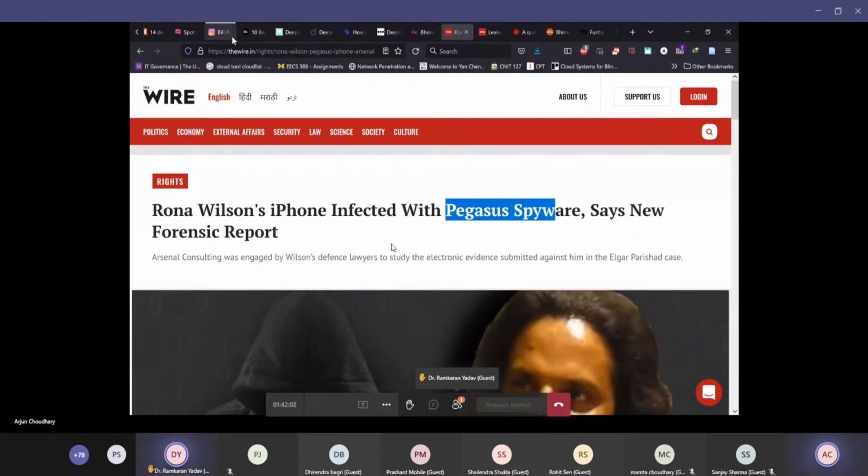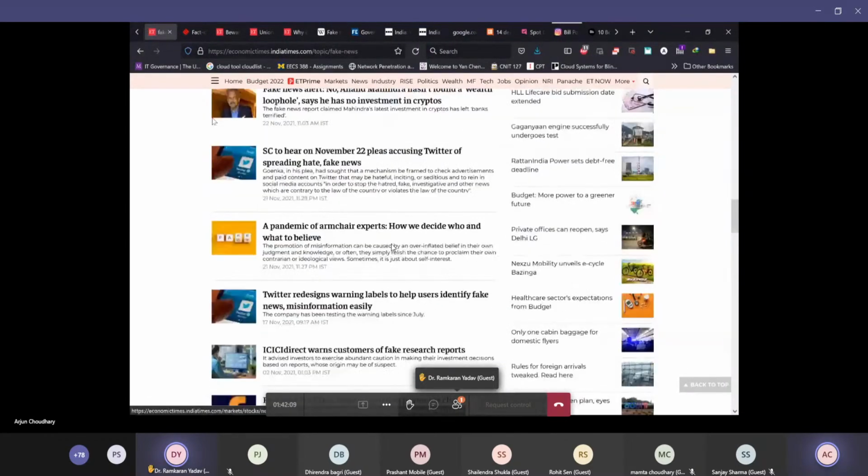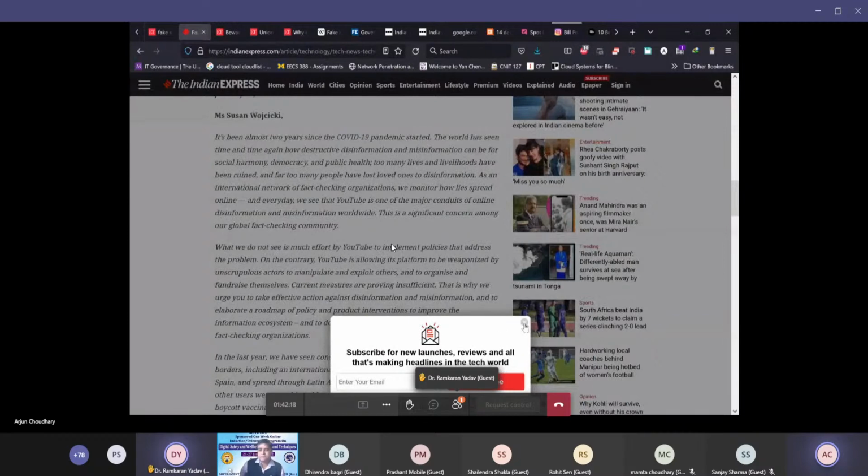Usually हम fake news की बात करते हैं, so there are a lot of channels through which you can just verify whether the fake news is there. And in fake news, most of the time when we are talking about fake news, there are a lot of Telegram channels.